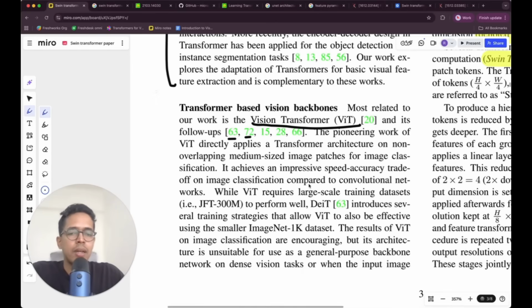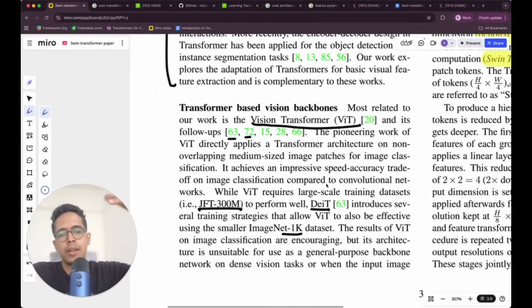While Vision Transformer requires large-scale training datasets like JFT-300M, which is Google's own dataset, to perform well, DeiT, the Data Efficient Image Transformer, introduces several training strategies that allow Vision Transformer to be effective even on ImageNet-1K. This we have seen earlier. DeiT uses a teacher-student model.